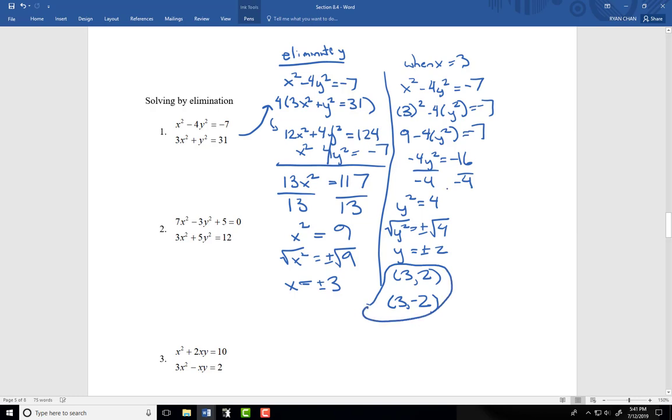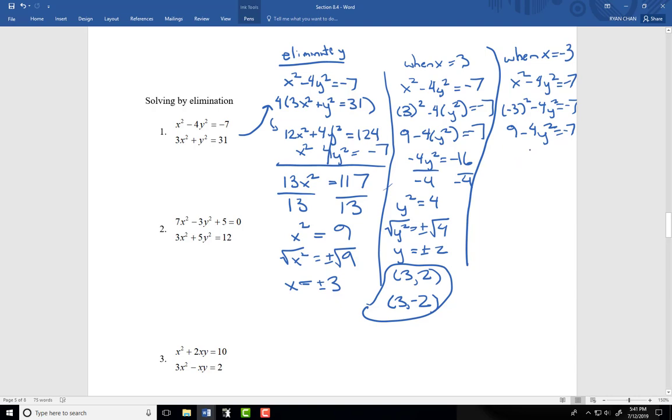Now we'll do the same for -3. As you can see, this is a lot of work, okay? But let's notice what happens if I plug in -3 for my first equation. So I have x squared minus 4y squared is equal to -7. I plug in -3. And one thing I should realize is I actually have the same result as my last one. I also get 9 minus 4y squared equals -7. So that means everything from here on out is going to be exactly the same. And I will also get y is equal to plus or minus 2.